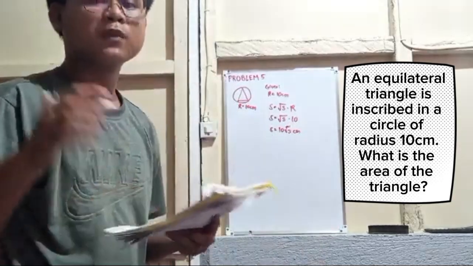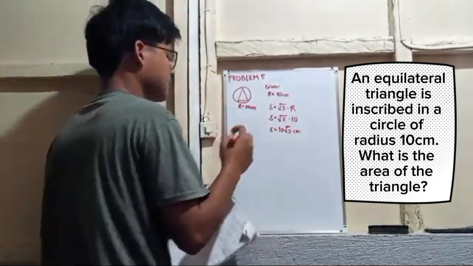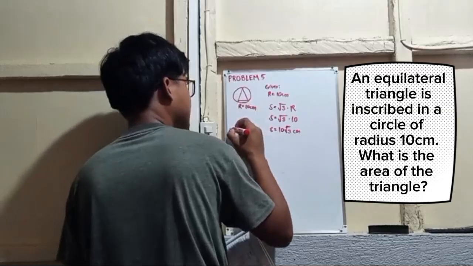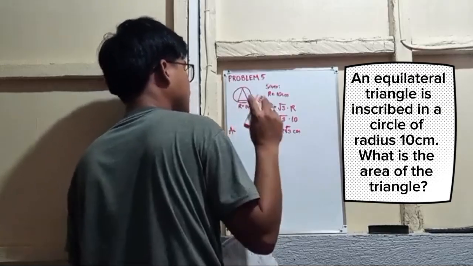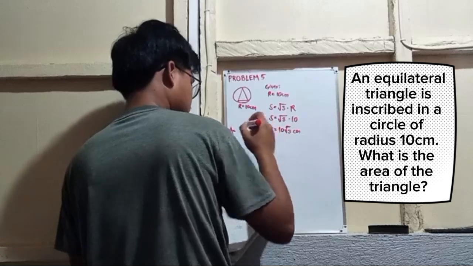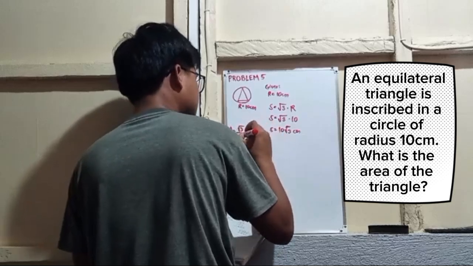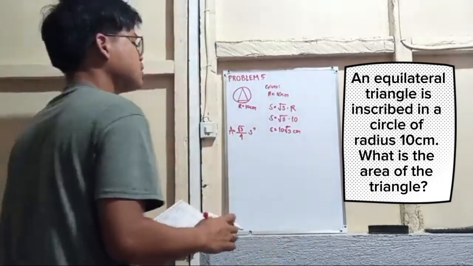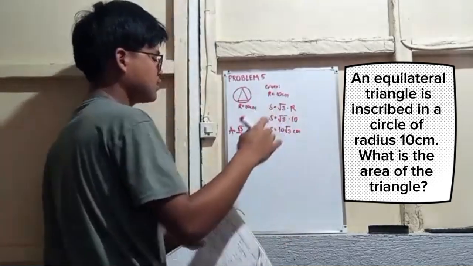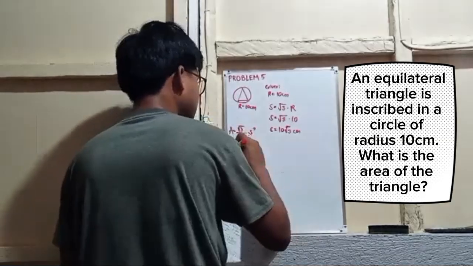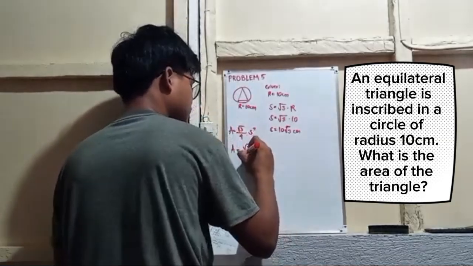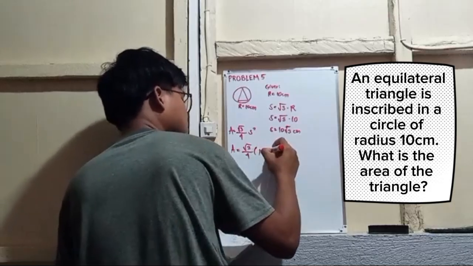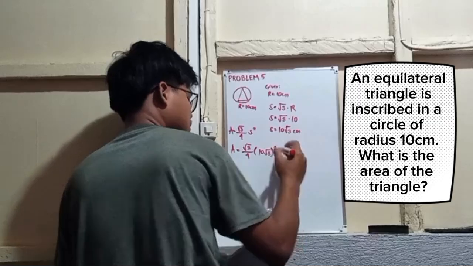So we will proceed to the formula of getting the area of an equilateral triangle. We all know that the area of an equilateral triangle is equal to square root of 3 over 4 times S squared, for the side. Then we will substitute the solved side. So A is equal to square root of 3 over 4 times the S, which is 10 square root of 3, squared. Then solve.